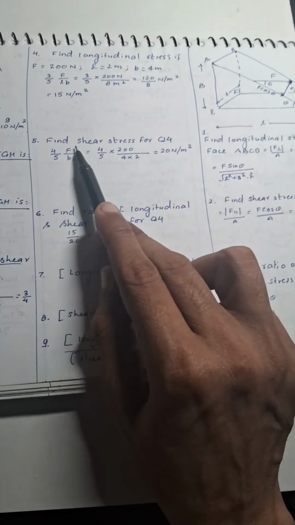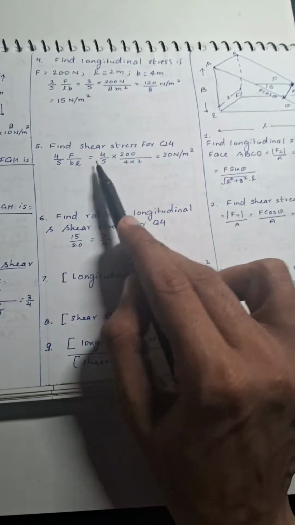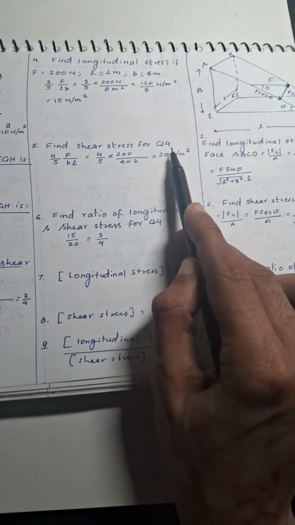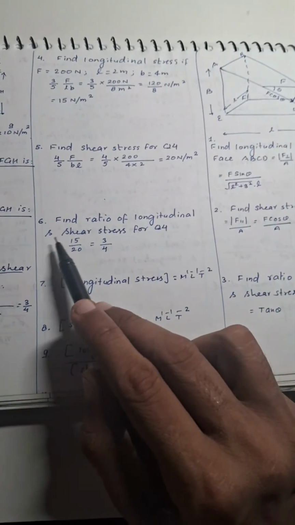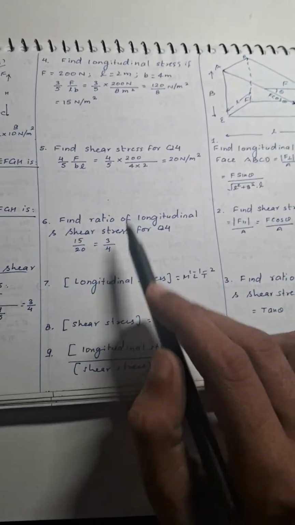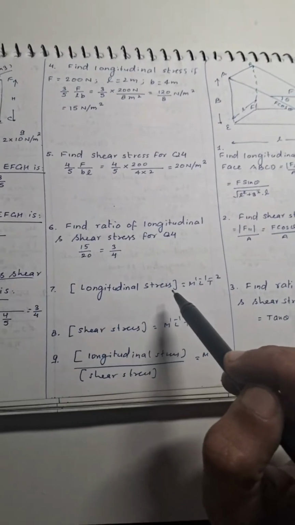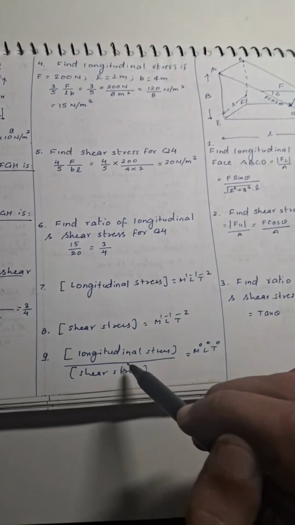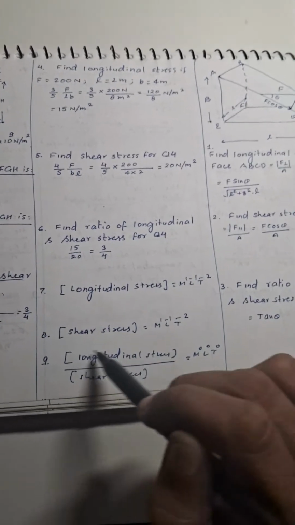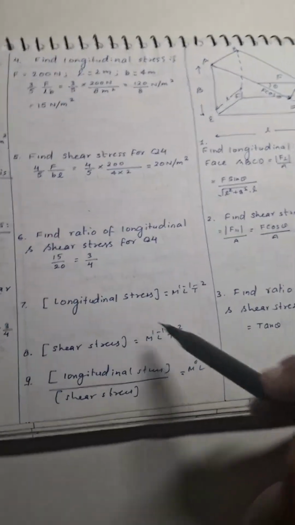Then is finding shear stress for question 4. Shear stress we have calculated as 4 by 5 F by BL. So 4 by 5, F is 200, BL is 4 into 2. So that will be 20 Newton per meter square. Then is finding the ratio of longitudinal and shear stress. We take the ratio, it will be 3 by 4. Next is the dimension of longitudinal stress. That will be M L minus 1 T minus 2. It's the same for shear stress as well as for the ratio of longitudinal stress to shear stress. The dimension of this ratio will be dimensionless, as both have the same dimensions.